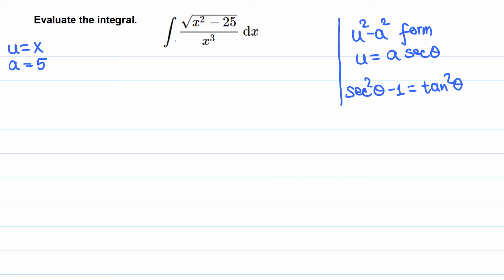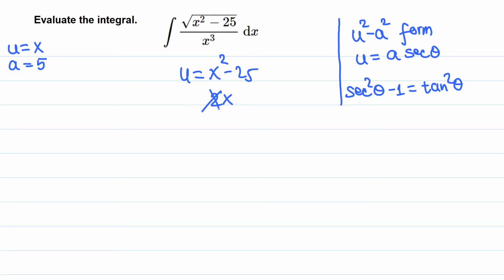Evaluate the integral. We've got the integral of a fraction with the square root of x squared minus 25 on the top and x cubed on the bottom. When we have a quotient, we first try u substitution, and our u would be the inside function, inside the radical sign. And when we take the derivative, that's 2x.